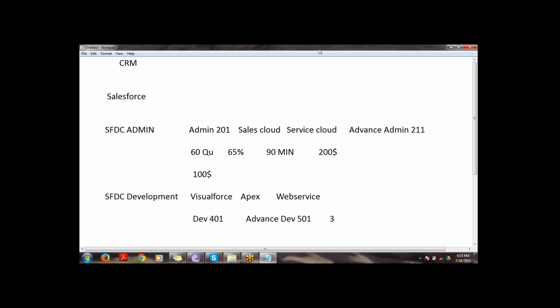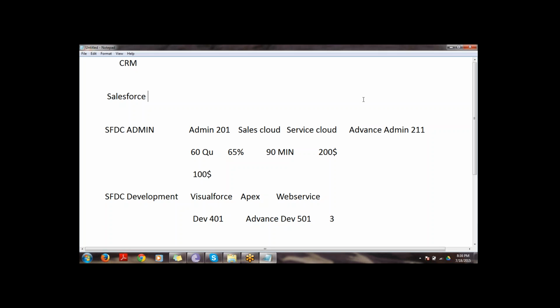And you can easily clear the Admin 201 certification and Developer 401 certification. We will provide the material for these Admin 201 and 401 certifications, both the Salesforce standard material as well as our material. By using this, you can easily clear the 201 and 401 certifications. Everything clear? Any doubts now? No. Okay.